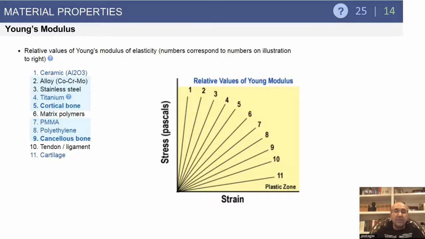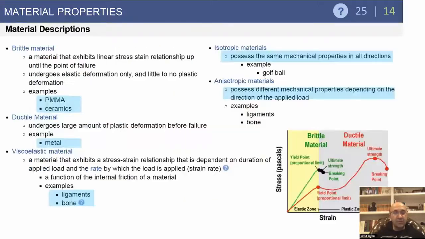This particular graph, you need to commit to memory and know it, unfortunately, for the examination. I'm not sure if there's any other way of really talking about this. It is the Young's modulus for different materials, and it compares that to cortical and cancellous bone.